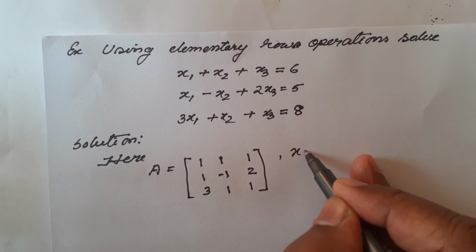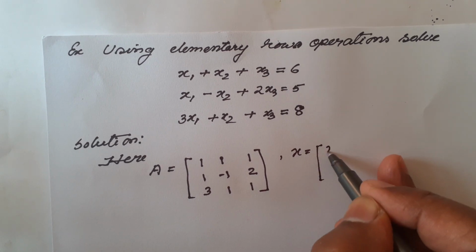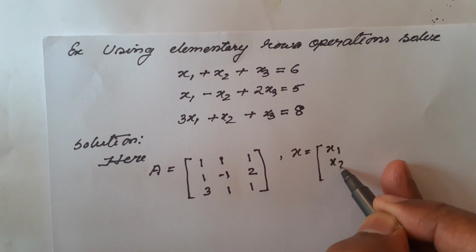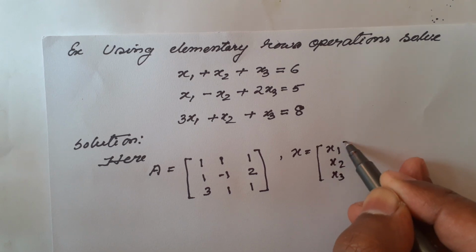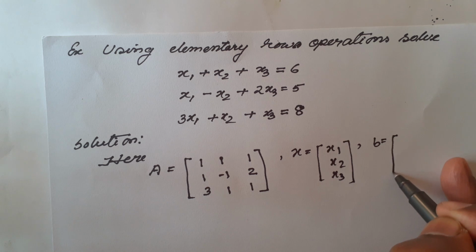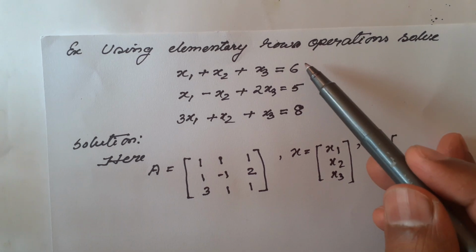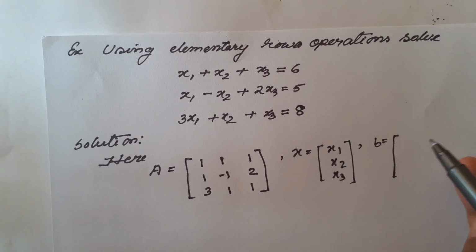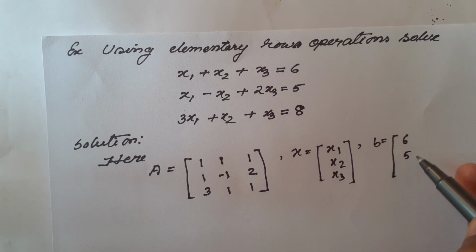Here the variable matrix X is x1, x2, x3. And B matrix is the right hand side members of the equation. So it is 6, 5, 8.